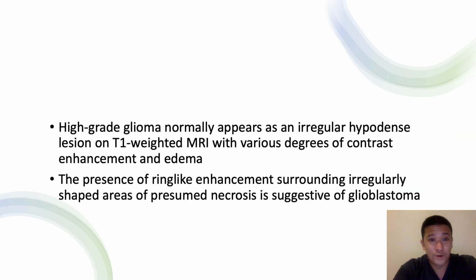High-grade gliomas normally appear as irregular hypodense lesions on T1 weighted MRI with various degrees of contrast enhancement. So they don't enhance as a whole. Some of them enhance as a whole. Some of them have heterogeneous enhancement, meaning just certain areas of the tumor enhance with gadolinium contrast. And the presence of a ring-like enhancement surrounding irregularly shaped areas of presumed necrosis is usually suggestive of a GBM.